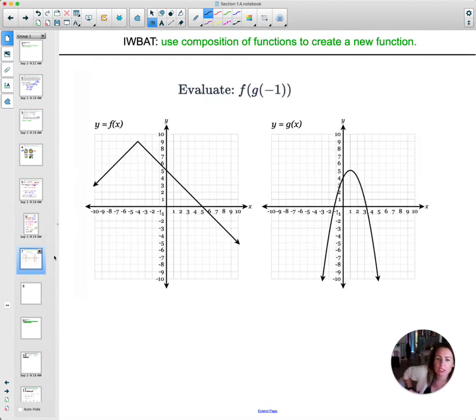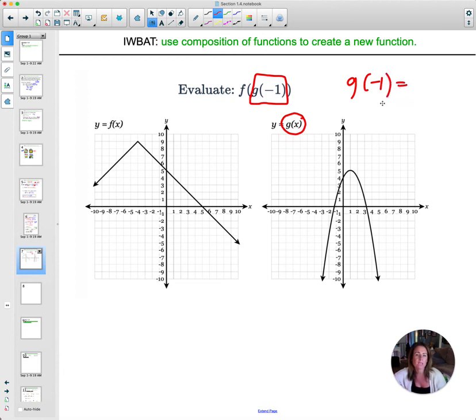All right, then I just want to take a look at what that looks like on a graph as well. We're going to work our way from the inside out. So this says f of g of negative 1. Well, here's g of x. What we need to do is figure out what g of negative 1 is from this graph. This is your x value, and then you're figuring out the output, or the y value. So go to x equals negative 1. What's the y value? Looks like 1. So g of negative 1 is 1. Now what we're doing here is f of 1 will finish off our problem.